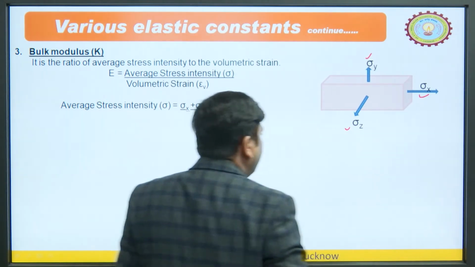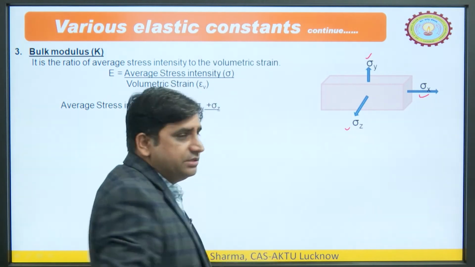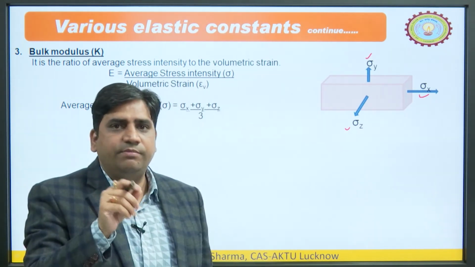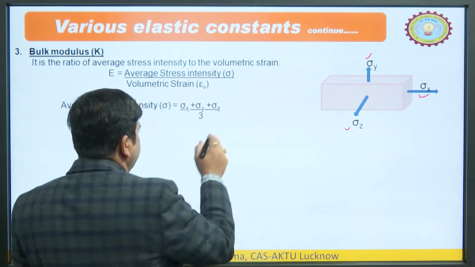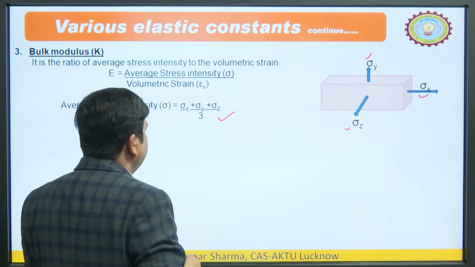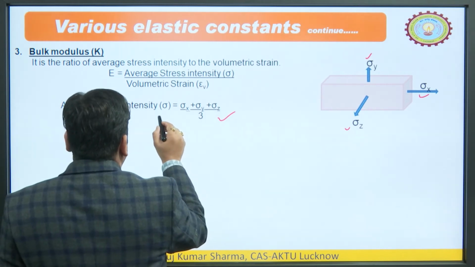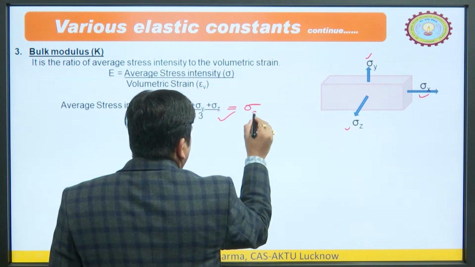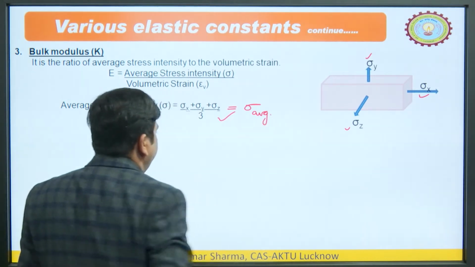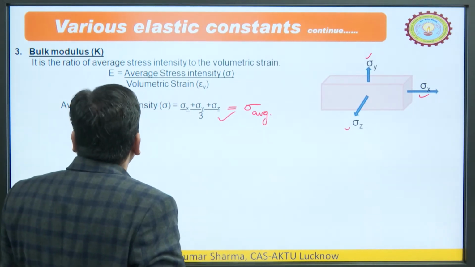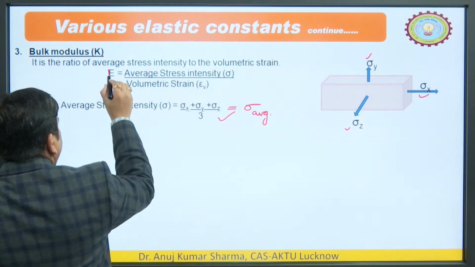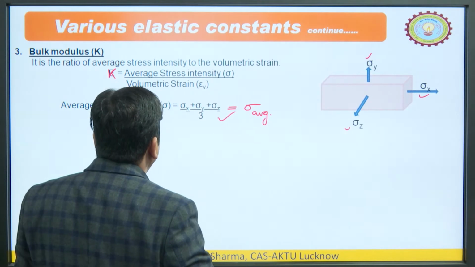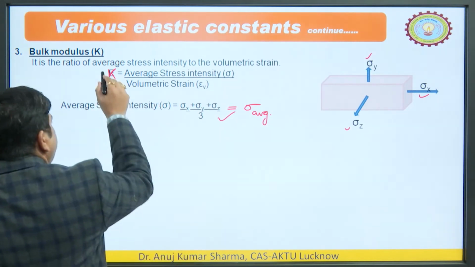Then the average of these 3 stresses would be how much? If you want the average, it means sigma x plus sigma y plus sigma z, divided by 3. So, this is the average stress. Generally we call it sigma AVG, average. Now, bulk modulus here is K. So, K is the average stress intensity divided by the volumetric strain.